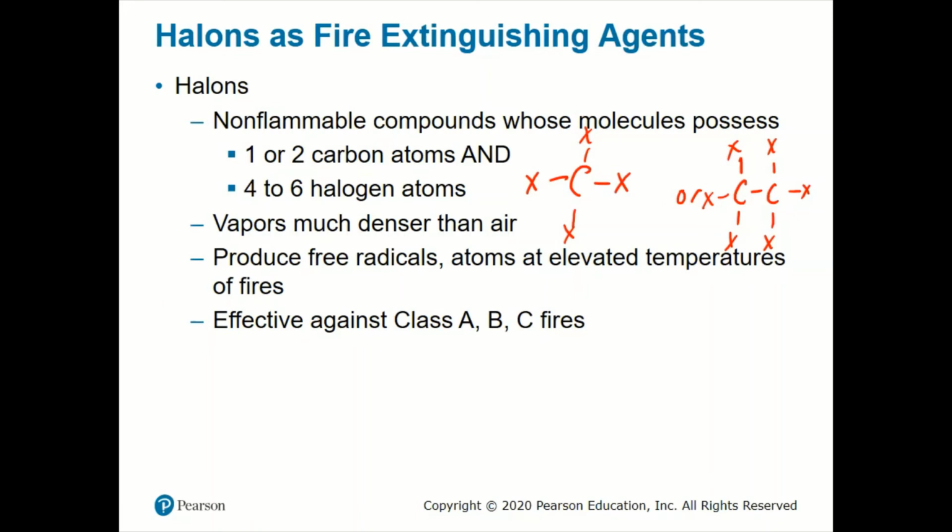So this is kind of a counterbalance measure. We take out one to stop the other. We create non-flammable free radicals to react with the flammable ones and create a non-flammable substance as a result. Now, this is kind of a cool concept, and it's very effective against Class A, B, and C fires.